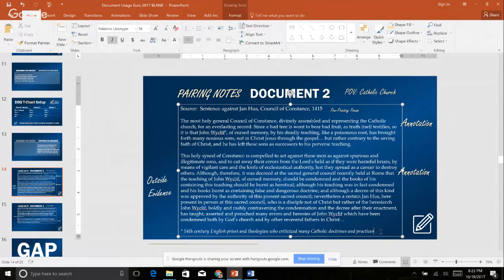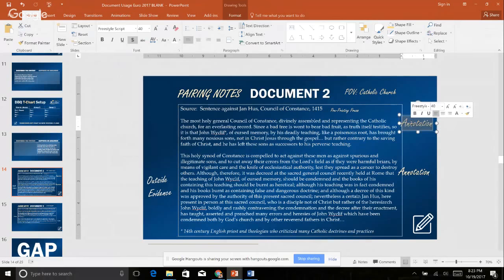"Of cursed memory, by his deadly teaching, like a poisonous root, has brought forth many noxious sons, not in Jesus Christ through the gospel, but rather contrary to the saving faith of Christ, and that he has left these sons as successors to his perverse teaching." Okay, so dangerous heresies are spreading. That's what we get here.